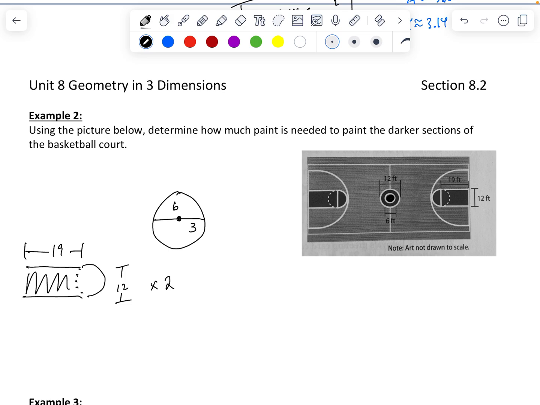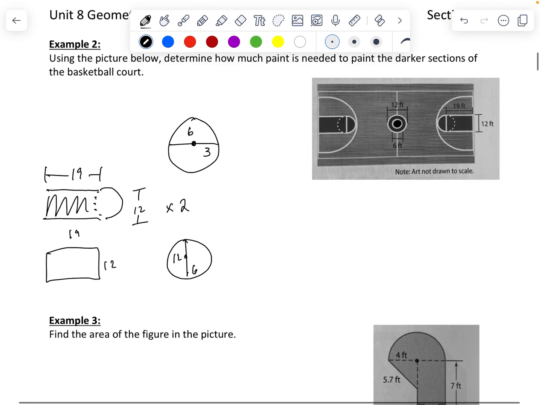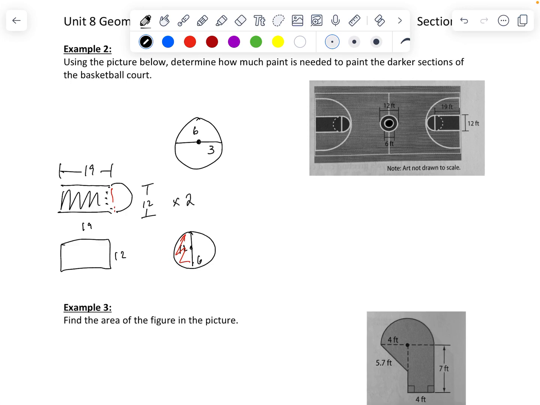Well, this is actually a composite shape. It's 2 things. It's a rectangle that's 19 by 12, and a circle that has a diameter of 12 or a radius of 6. Now we've got to be careful here because, again, we're only caring about part of it being painted. So really, we're going to have to figure this out and then subtract this part. So let's do that. This one's not too bad.